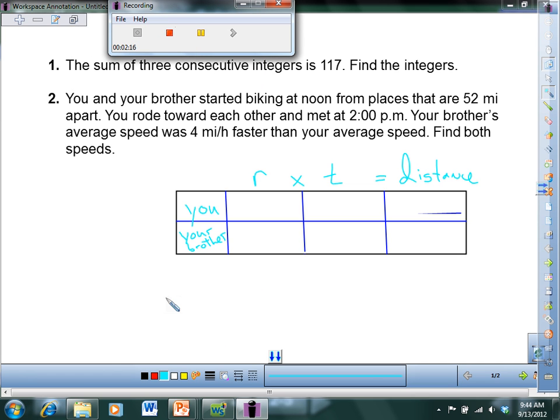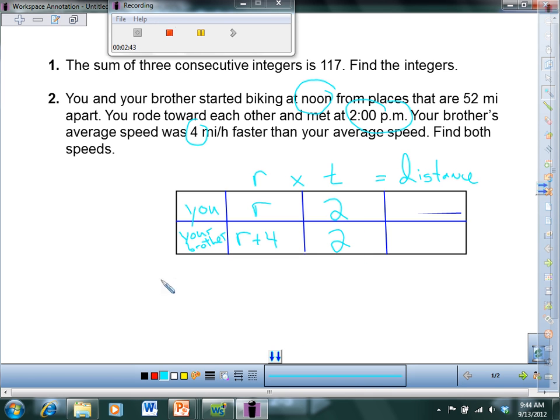So with this one, I even set up the table for you. Okay? Rate times time equals distance. And I said that if your rate is r, and your brother goes 4 miles per hour faster, his rate is going to be r plus 4. The time in both cases is you start at noon and you go until 2 p.m. How many hours is that? 2 hours, right? And both people go 2 hours.